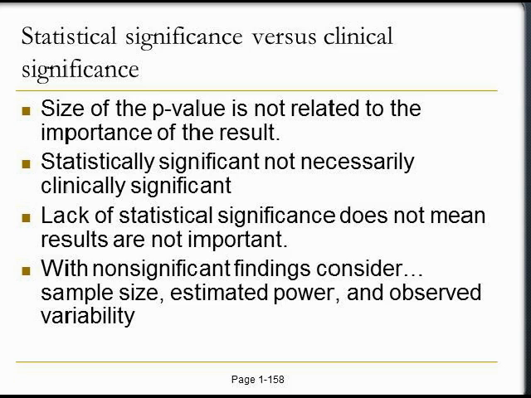Contrasting to that, of course, is that if there's a lack of statistical significance, it doesn't mean that the results are not important. And this is usually a common problem with small sample sizes, where we make a type 2 error and we don't find a statistically significant finding, but yet perhaps the results are still important, which is what the last bullet on this slide talks about. Whenever we consider non-statistically significant findings, we should consider sample size. Was it large enough? What our power estimates were, and what the variability was that we actually observed in a study.